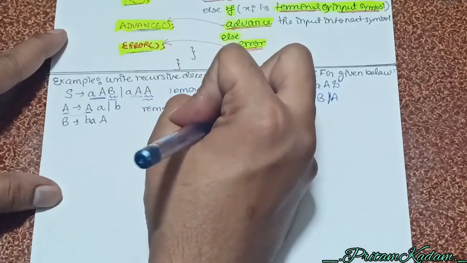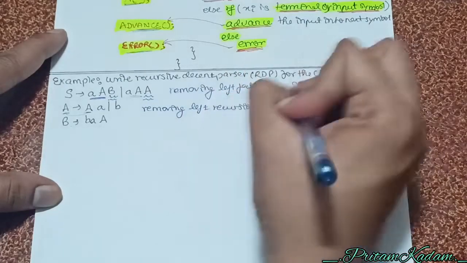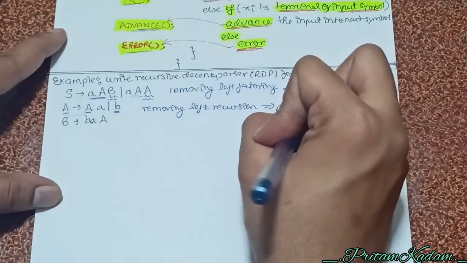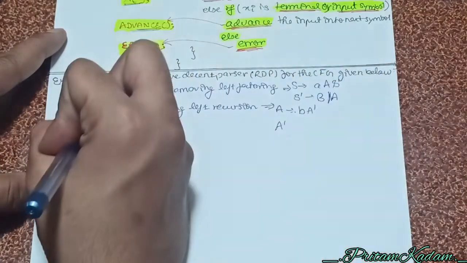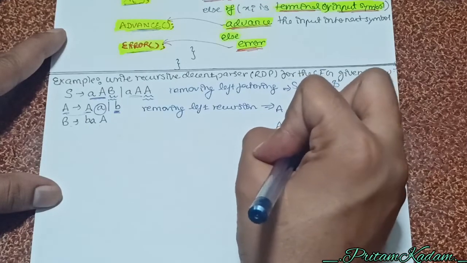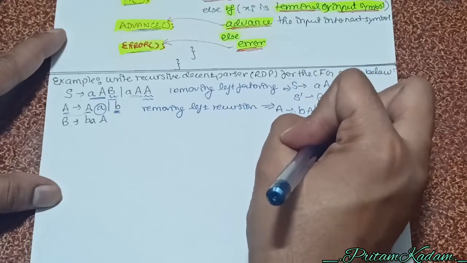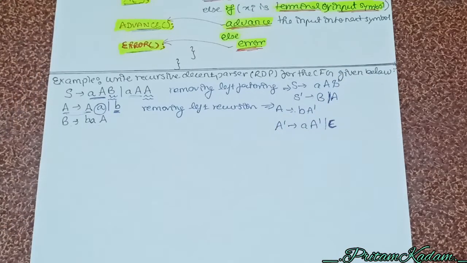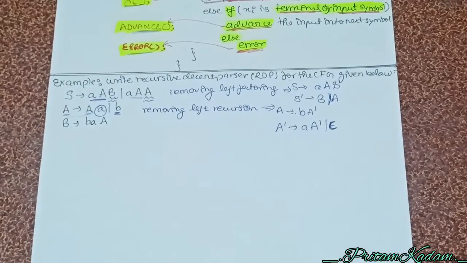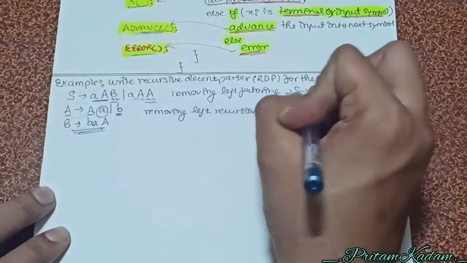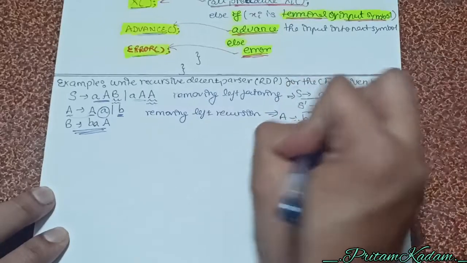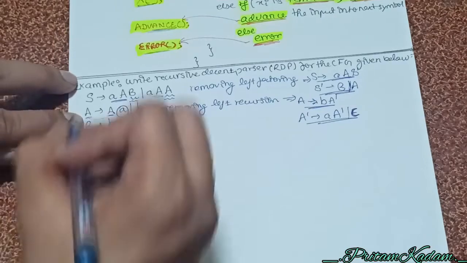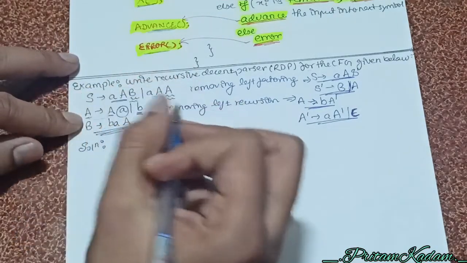Removing left recursion: I wanted a question which had both left recursion and left factoring, so I have chosen this one. For removing the left recursion I will write the remaining production, that is B A dash, and A dash would contain small a, capital A dash, and epsilon. So we have this updated grammar now. Let us start the solution. We don't have to do anything for the epsilon. In the A dash we'll see when we reach the A dash function.